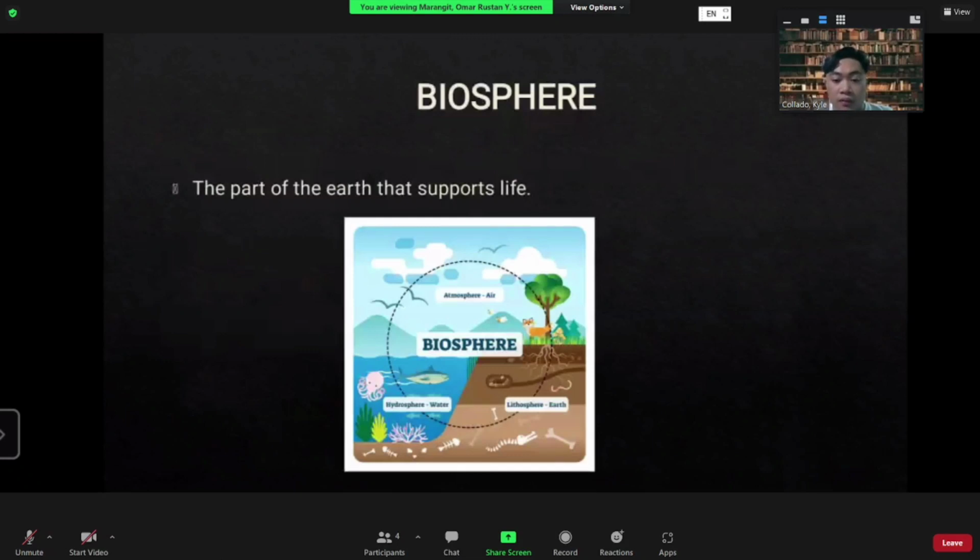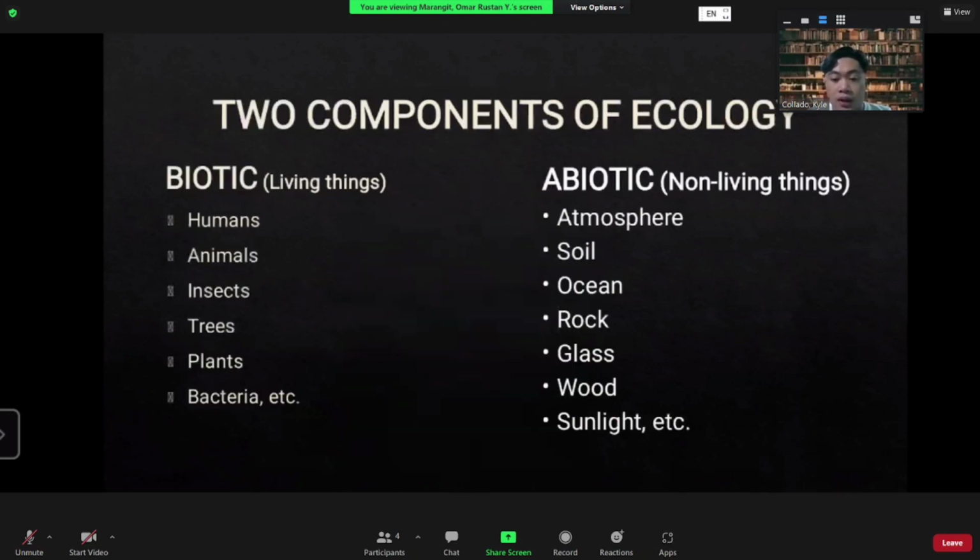Ecology is the branch of biology that deals with the relations of organisms to one another and to their surroundings. It seeks to understand the vital connections between plants and animals and everything around them. Biosphere, the part of the earth that supports life. The biosphere, also known as the ecosphere, is made up of the parts of Earth where life exists.